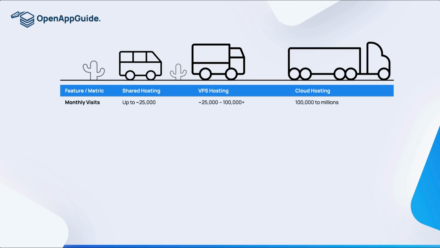So let's start defining these categories in a very real sense. The first one is monthly visits. For shared hosting, it's up to 25,000. For VPS hosting, it's 25 to 100. In cloud hosting, it's 100,000 and above. With your hosting service, you're going to be able to host multiple websites. And for shared hosting, that's going to be either 1 to 5 small sites. VPS hosting, 5 to 20 plus medium to high traffic sites. In cloud hosting, it's like 20 plus complex to custom apps.